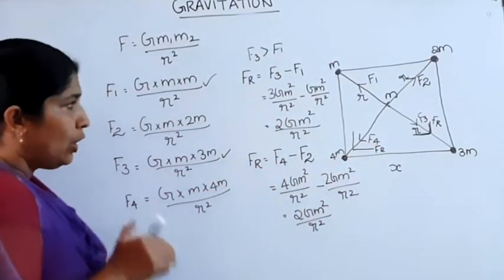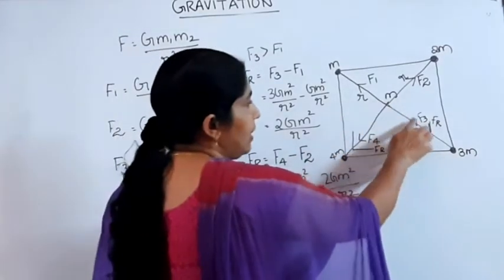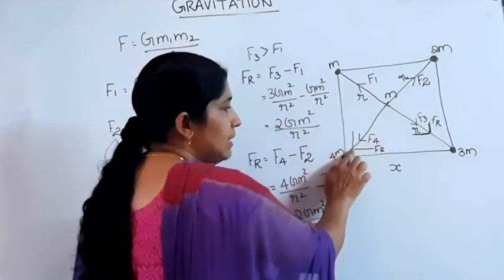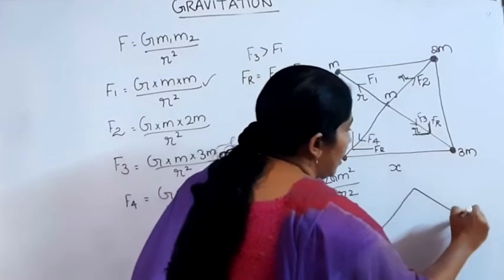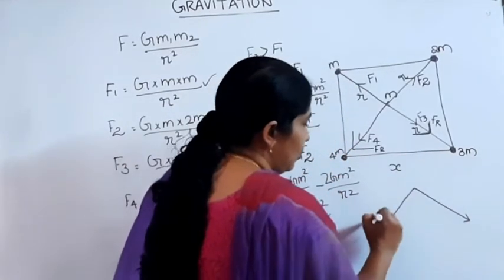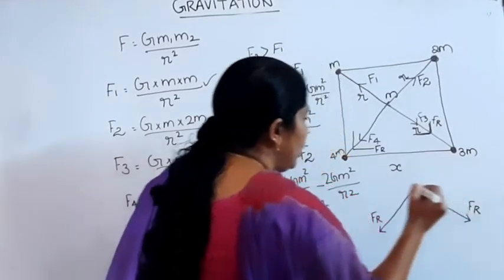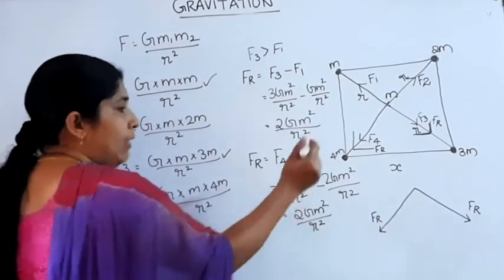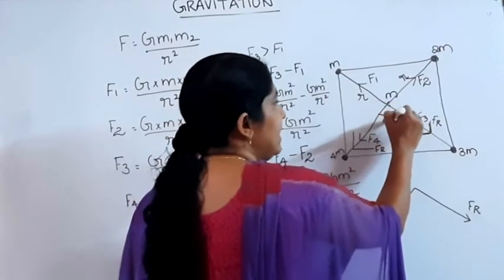Okay, now we got two resultant forces, FR. One resultant force is in the direction of F3, and the second one is in the direction of F4. These are the two resultant forces acting in this direction, FR and FR. And what about these two resultant forces? These two resultant forces are equal. And what about the angle between them? The angle between them is equal to 90 degrees.